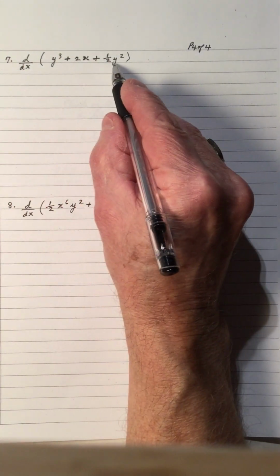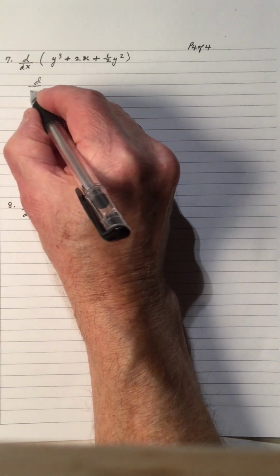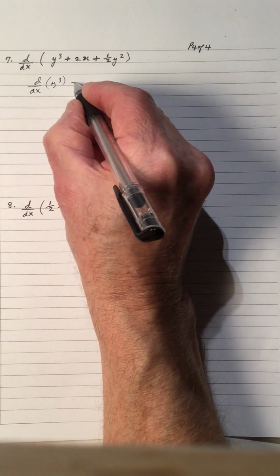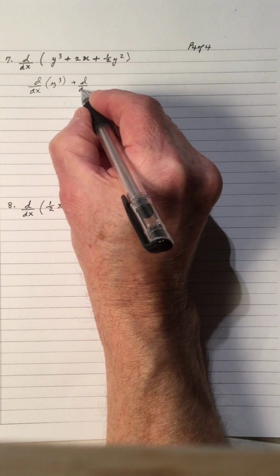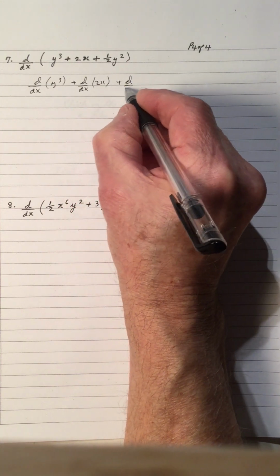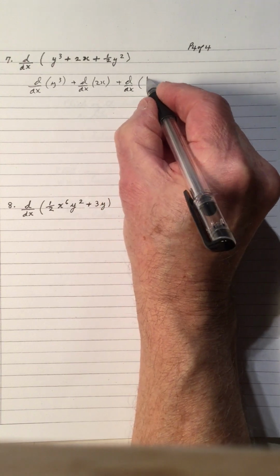And this is again a sum, so this is d dx on y cubed plus d dx on 2x plus d dx on 1/2.